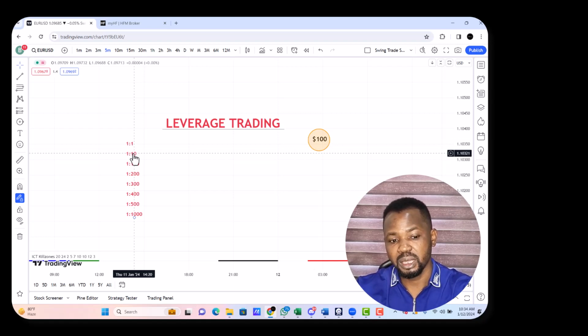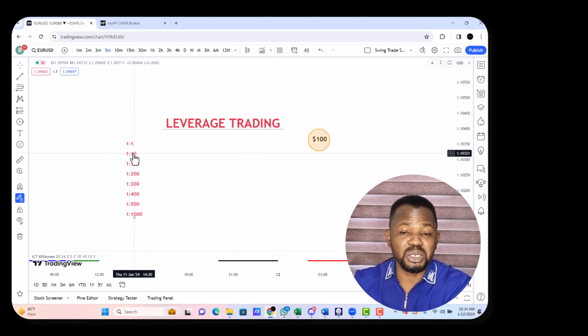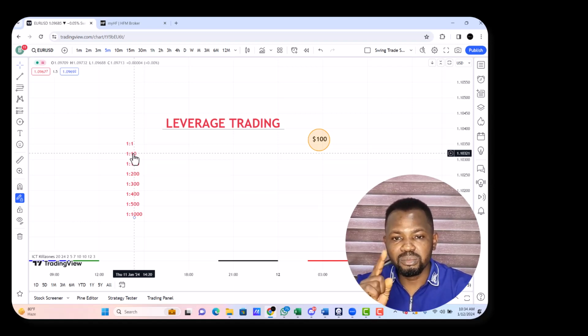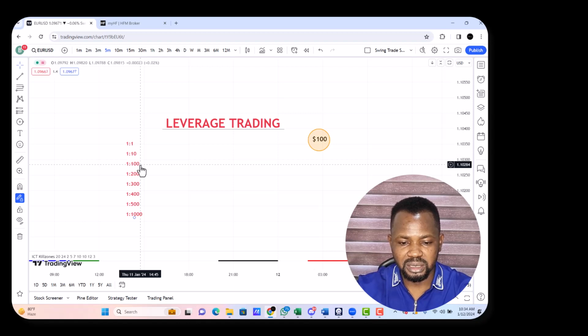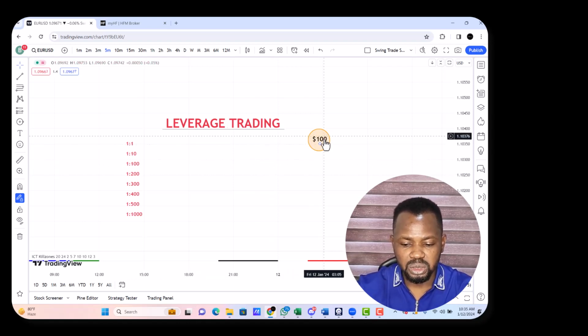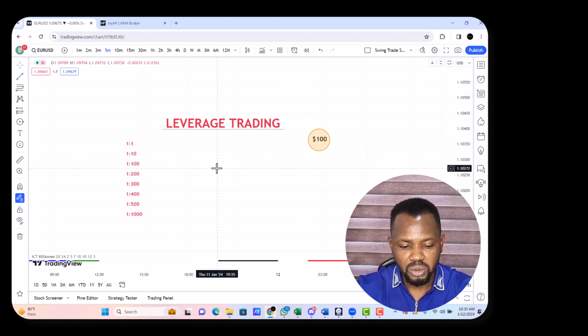Now, if you choose 1:100, it simply means the market sees you as someone that comes in with $10,000, because every $1 in your account is being seen as $100. Let's work it out. With 1:10, you have $1,000, which means the lot size you can use here is what? 0.01, that is the micro lot size. That's what you can use.